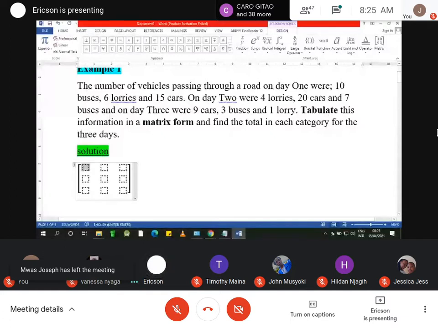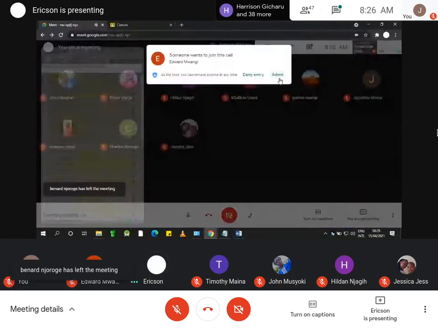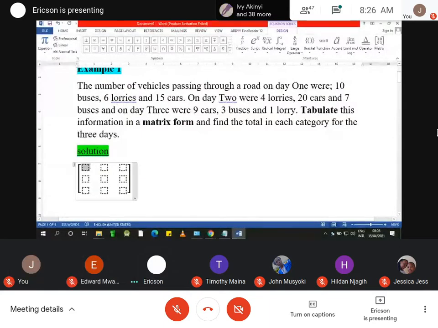On day one, being told that the first row will represent the number of vehicles on day one. The second row will represent the number of vehicles on day two, and the third row will represent the number of vehicles on day three. In the columns, the first column we can have it take the buses. The second column, you can have it take the lorries. And the third column, you can have it take the cars.